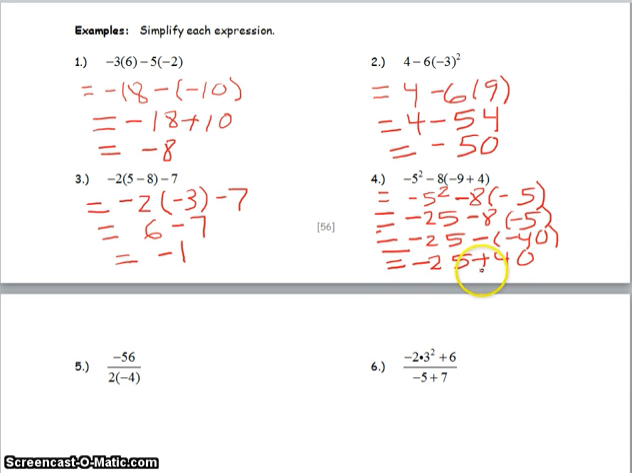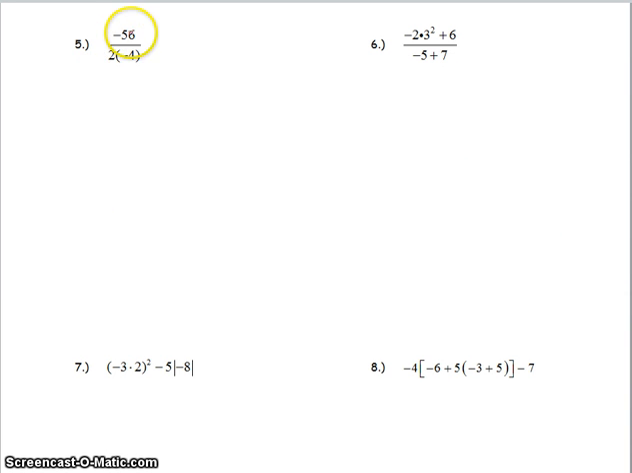So now we have negative 25 plus 40, which gives us positive 15. And that is our final answer. Okay, now we're going to scroll down here to problem number 5. With problem number 5, we have a division problem here.